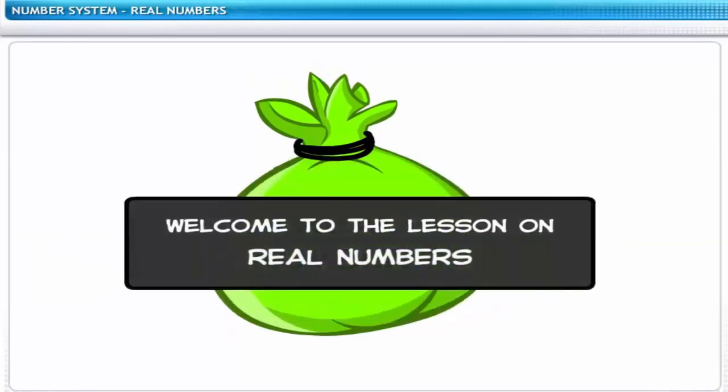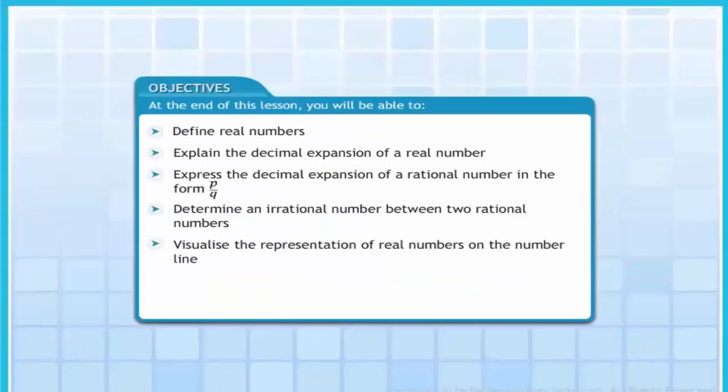Welcome to the lesson on real numbers. At the end of this lesson, you will be able to define real numbers and explain their decimal expansion. You will also be able to express the decimal expansion of a rational number in the form of p divided by q and determine an irrational number between two rational numbers. You will also be able to visualize the representation of real numbers on the number line.